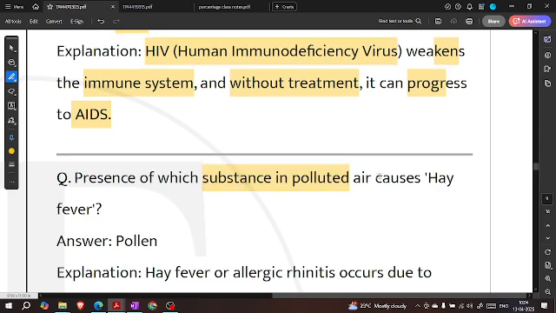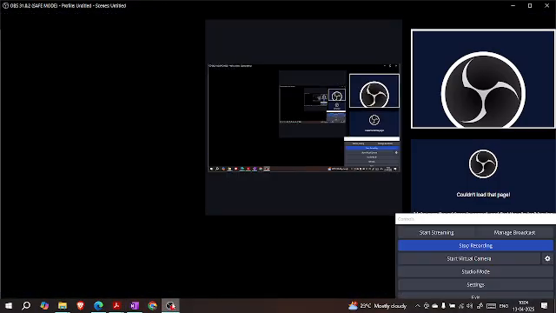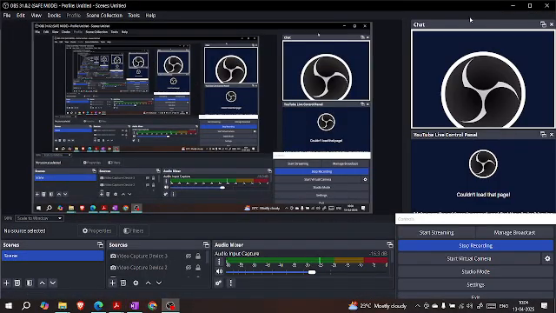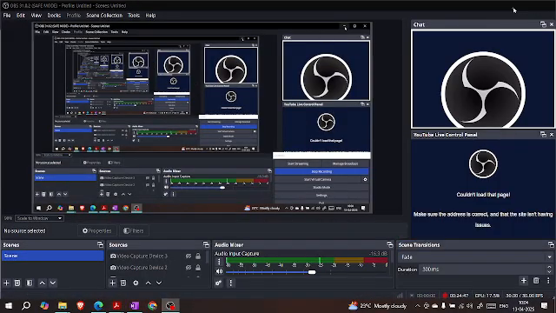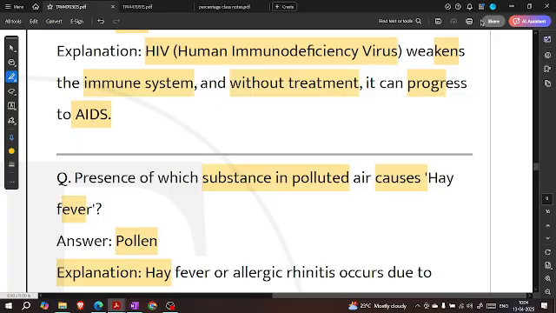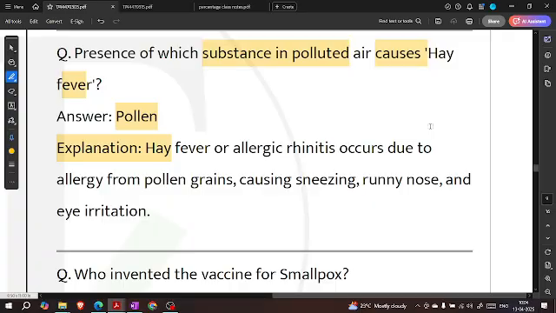Presence of which substance in polluted air causes hay fever? Pollens. Hay fever or allergic rhinitis occurs due to allergy from pollen grain, causing sneezing, runny nose, and eye irritation.